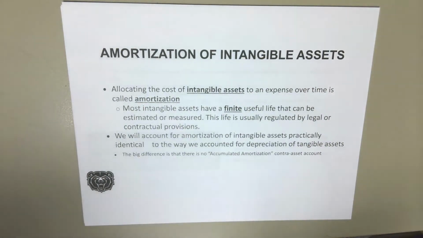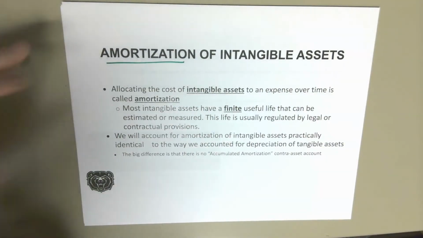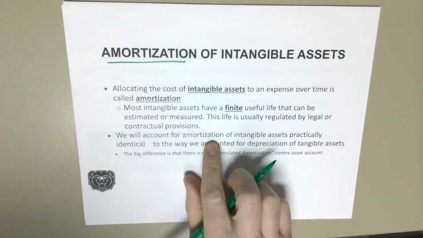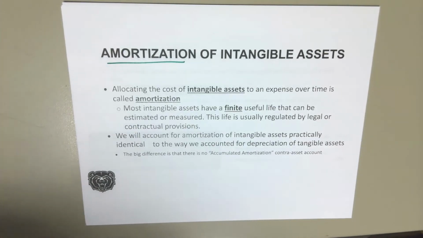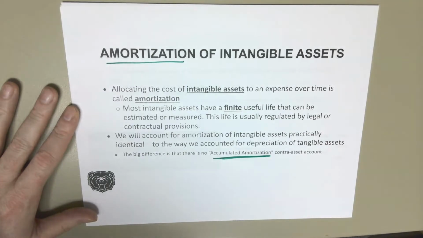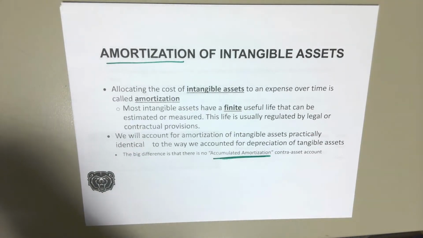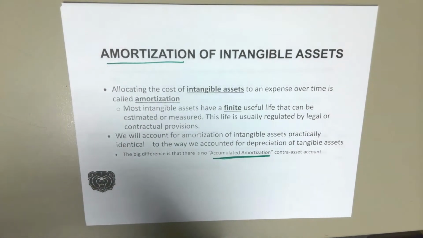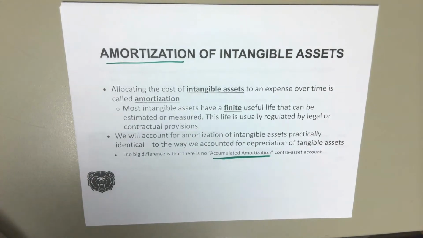So we'll briefly now run through amortization of intangible assets, okay? And really, we're going to account for amortization of intangible assets in almost an identical way to how we accounted for the depreciation of the tangible assets. The big difference here is that there's no accumulated amortization contra asset account, okay? Once you amortize it, you really are just directly reducing the value of that asset. Unlike with a tangible asset, where we are kind of indirectly reducing the value of it.